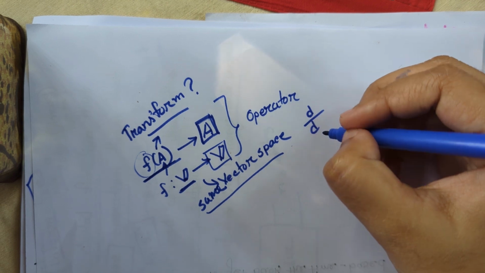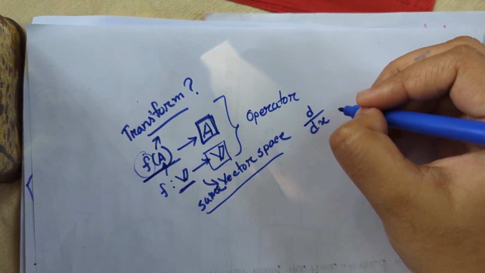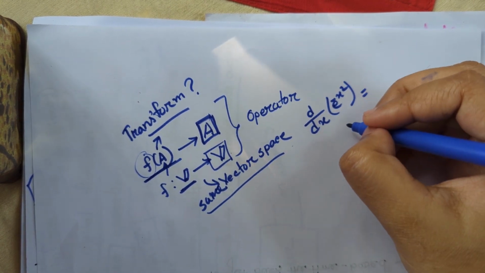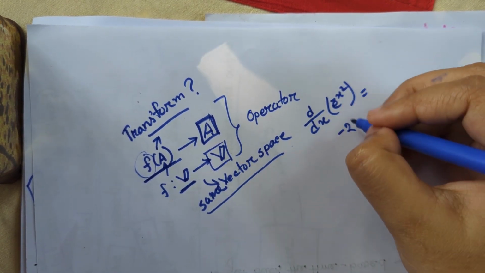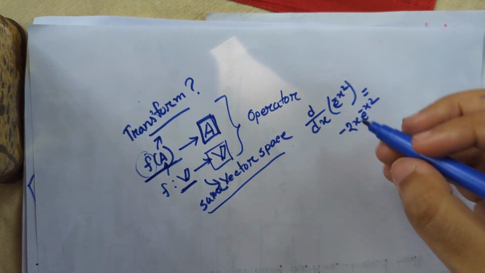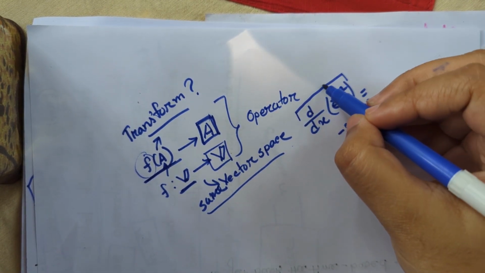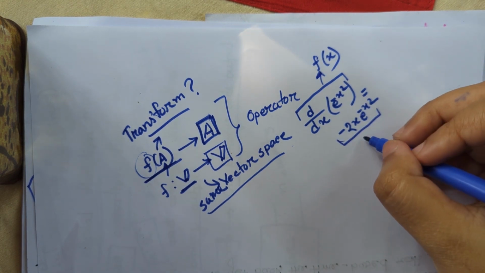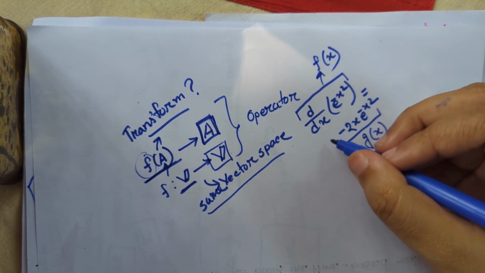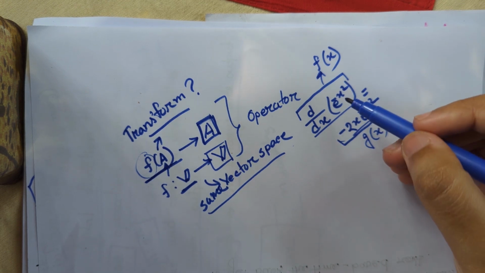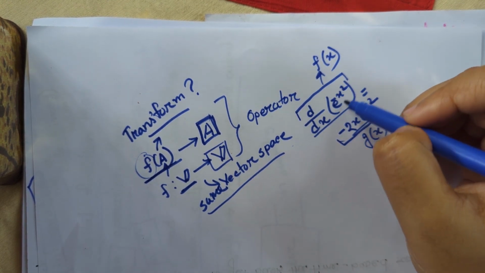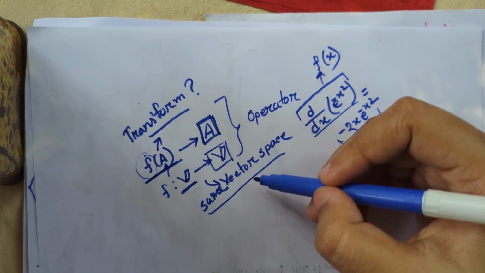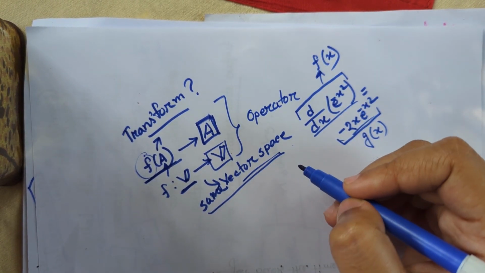Let's see an example of this operator. Suppose here is a linear operator, differential of e to the power minus x square. If we differentiate this function, we will get minus 2x e to the power minus x square. Suppose it is a function f of x, and we got another function, suppose g of x. They are different functions, but notice that both are functions of the x variable, meaning they lie in the same vector space.